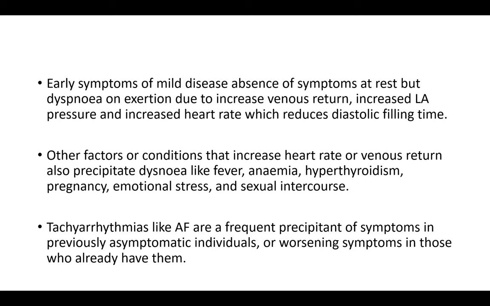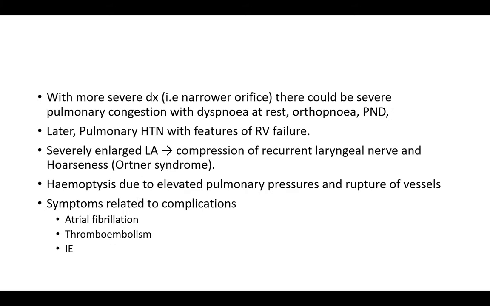Then other factors that can increase heart rate or increase venous return will also precipitate dyspnea. So they have fever or anemia or hypothyroidism, or when they get pregnant. Pregnancy is a common precipitant in underlying rheumatic heart disease, as are emotional stress and even intercourse. Notably, tachyarrhythmias like atrial fibrillation will also precipitate symptoms, and many a time the development of atrial fibrillation leads to development of symptoms or worsening of symptoms in those who were initially mildly asymptomatic and leads them to present to the hospital. So with more severe disease, we could have dyspnea at rest with orthopnea, PND, and all of that.